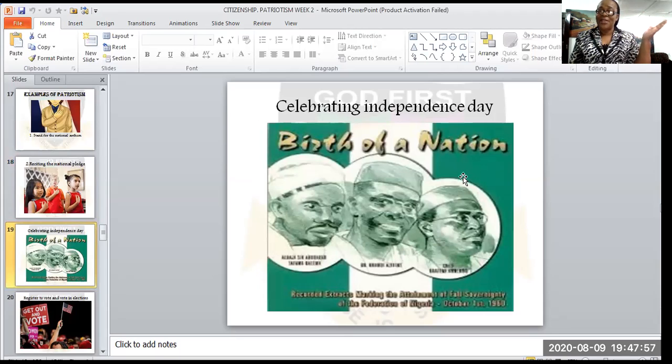We must celebrate Independence Day. Yes. We must celebrate our Independence Day. Independence Day must be celebrated in this nation. Every time we remember 1st October 1960, it's a celebration time for Nigeria. That is Nigeria's birth month. 1st October, the birth month.